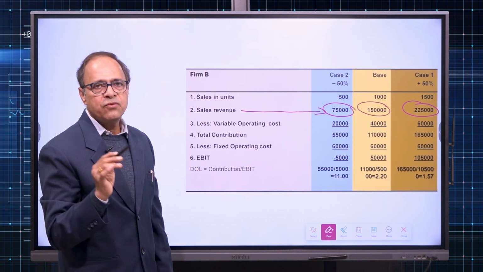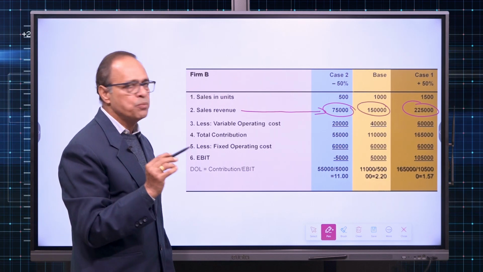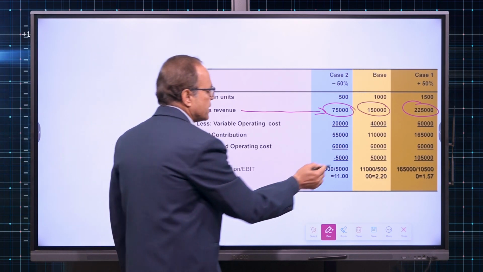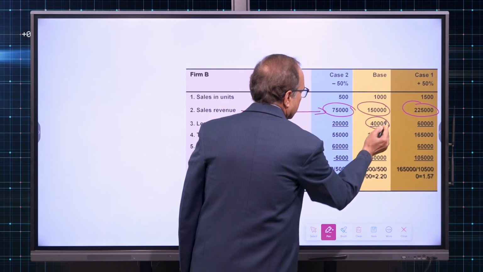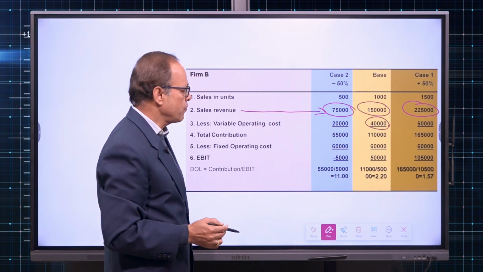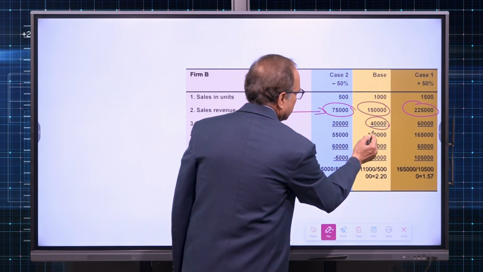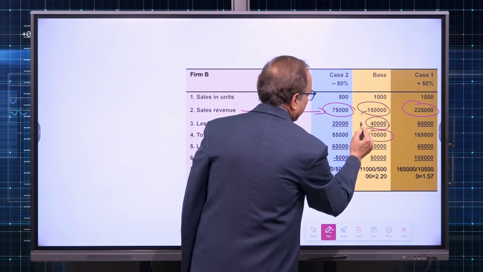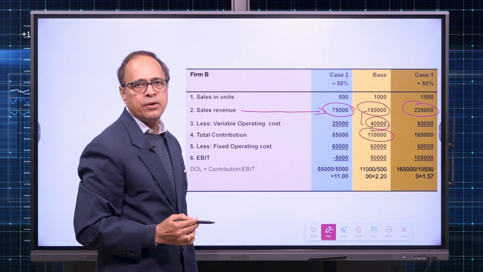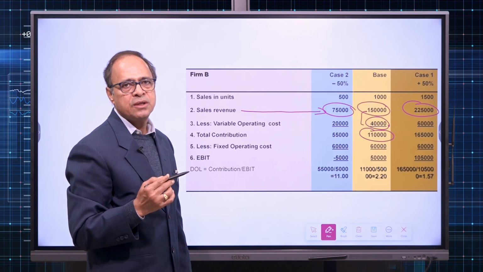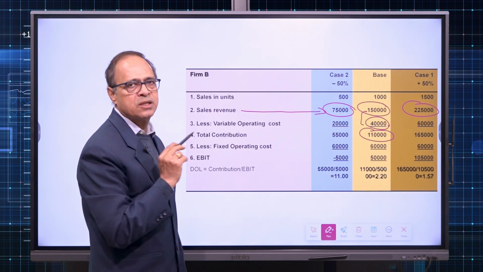In this case, variable cost was 40 rupees per unit. So at the base case, I will explain first. My total fixed cost is 40,000. So contribution turns out to be 1,10,000. Difference between these two. Now what is my fixed cost? They are having a fixed cost of 60,000.